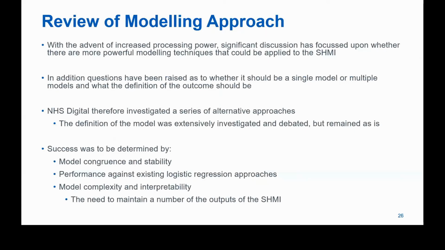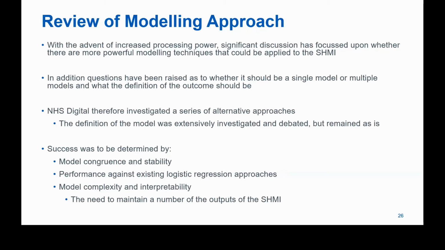I've touched on this a number of times within the presentation, and one of the key things that kicked off a lot of the review of the SHMI was the increased processing power that's now available to us. I'm sure this gets mentioned a lot, but what we could have done maybe 10 years ago in statistical software doesn't compare to what we can do now, and also the types of techniques that are available to us now. So whether we can use more powerful machine learning techniques in order to build the SHMI model.